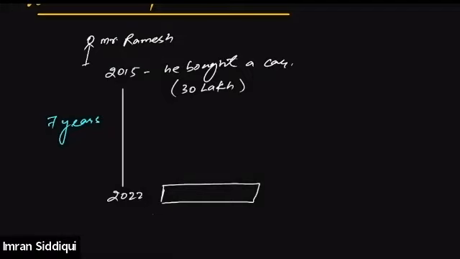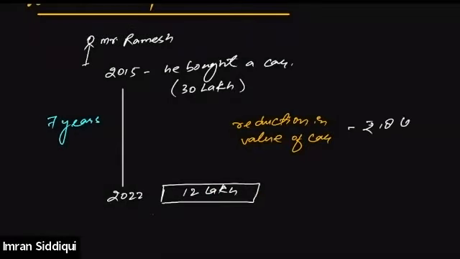Yes, that is right. Now, let me tell you, in the year 2022, if we evaluate the value of the same car, currently the value of this car is only, let's suppose, 12 lakhs. So that means after a period of 7 years, there is a reduction in the value of that car. There is a reduction in the value of the car by rupees 18 lakh.